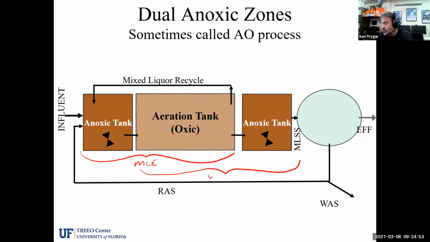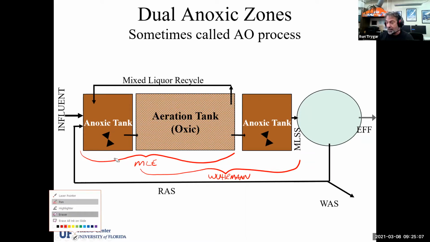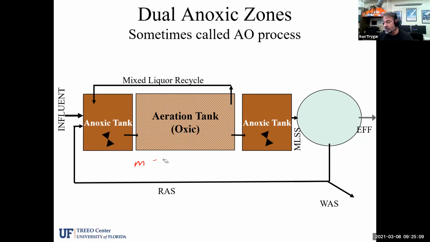This is the Wuhrmann process, W-U-H-R-M-A-N-N. So this is taking advantage of both. It has pre and post anoxic, so it's a combination setup where we are taking advantage of both of these things. So this might do a little bit better for getting the total nitrate numbers down.